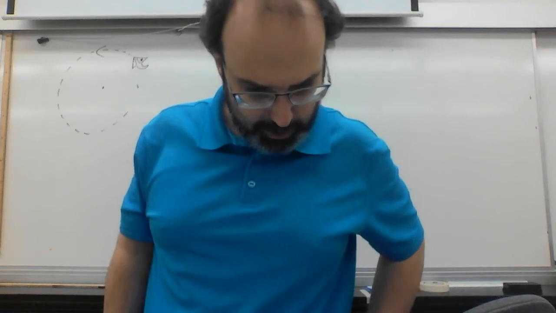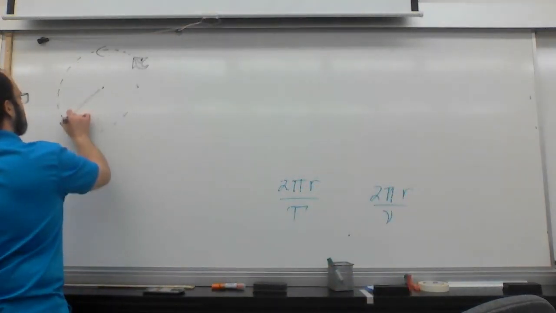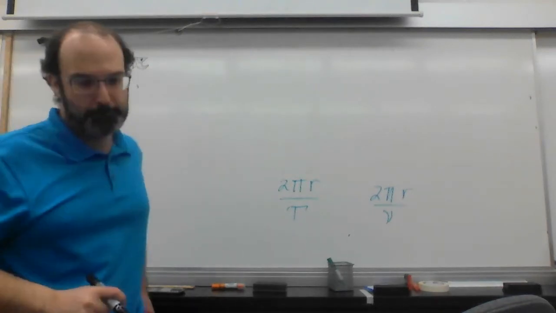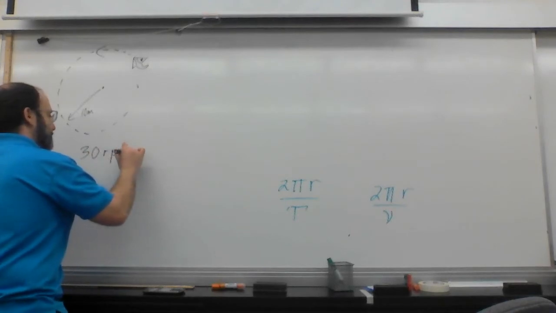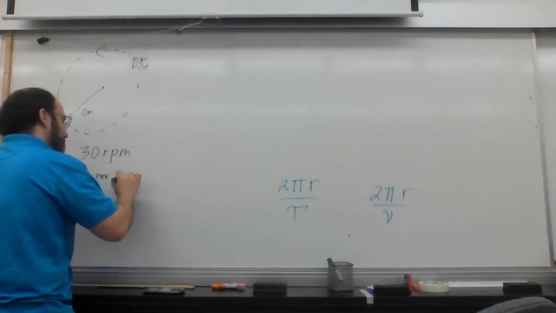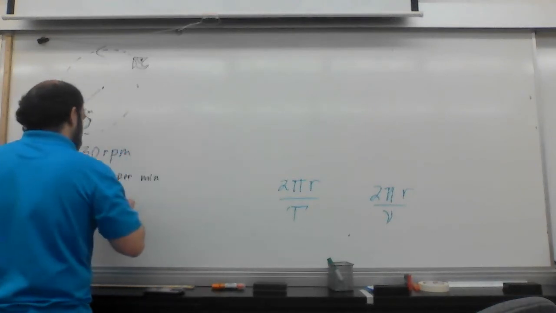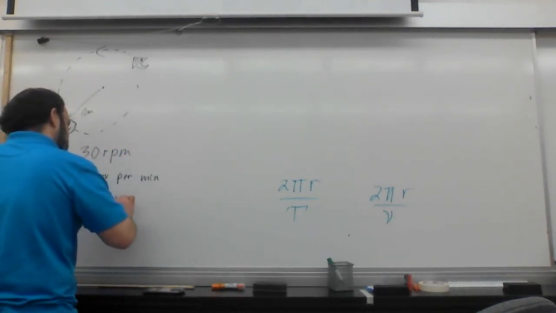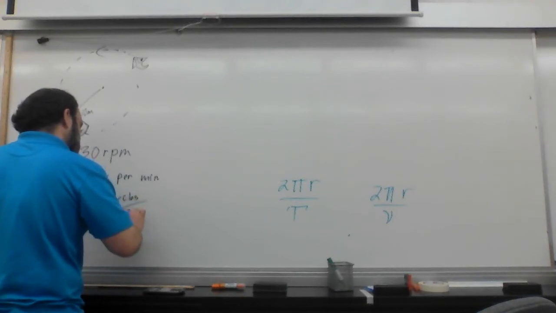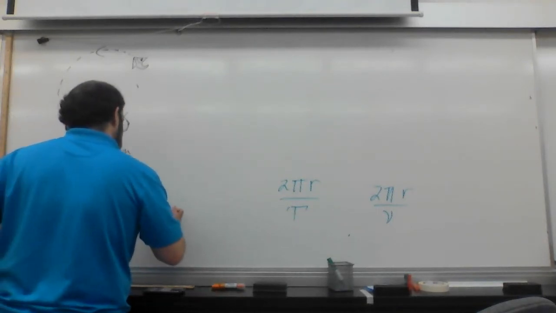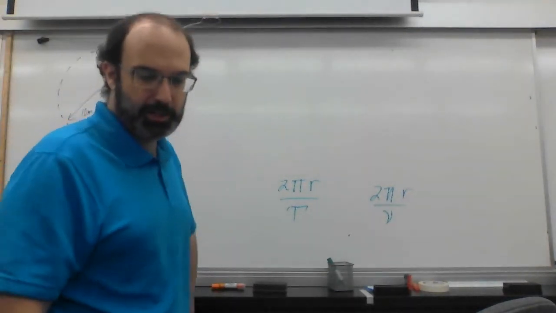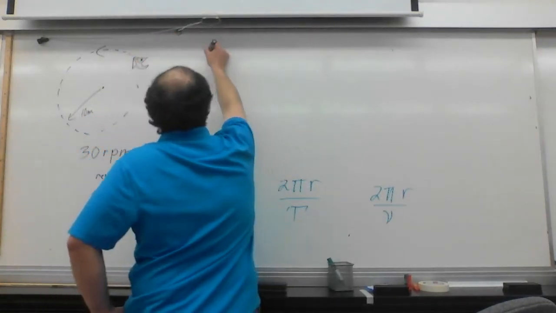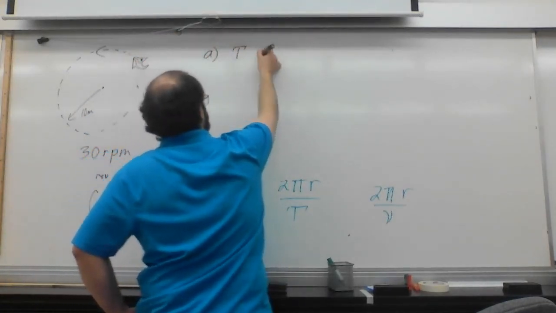Okay, and it says here, let's see, where was it here? A radius of 10 meters. And it says it's got a 30 RPM. RPM means revolutions per minute, which is another way to say cycles over 60 seconds. Okay, and we're going to have a series of things that I'm going to ask you guys to find. Okay, step one. What's the period?